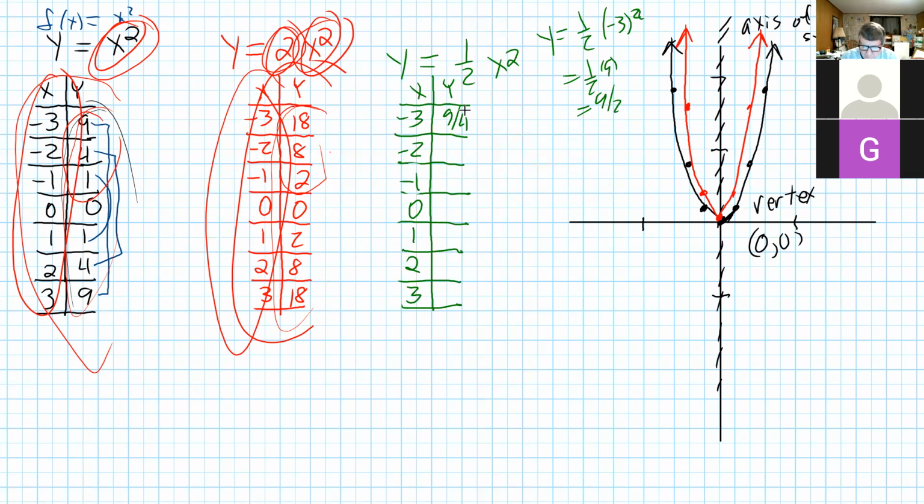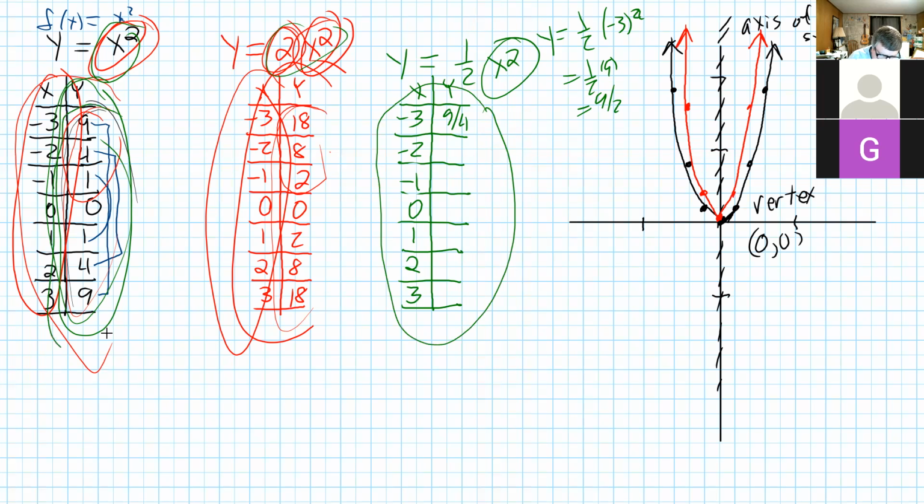Oh, there's that x squared again. Well, we had x squared and we got these values. We had 2x squared, we doubled those values. We've got a 1/2 x squared. So these y values are going to be half of those. 1/2 of 9 is 9/2. 1/2 of 4 is 4/2 or 2. 1/2 of 1 is 1/2. 1/2 of 0 is 0. 1/2 of 1 is 1/2. 1/2 of 4 is 2. And half of 9, I said 9/2 and I wrote 9/4 here. That's not very good.